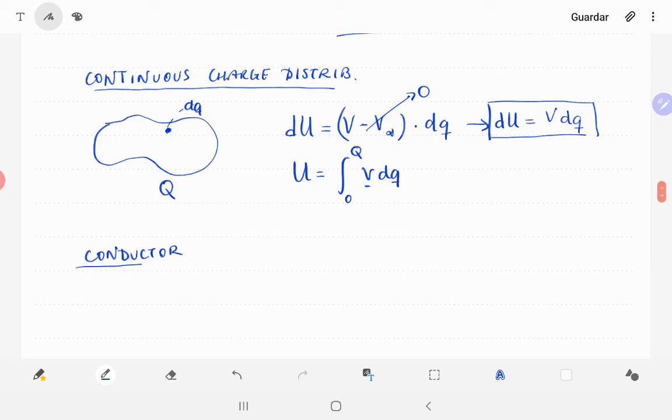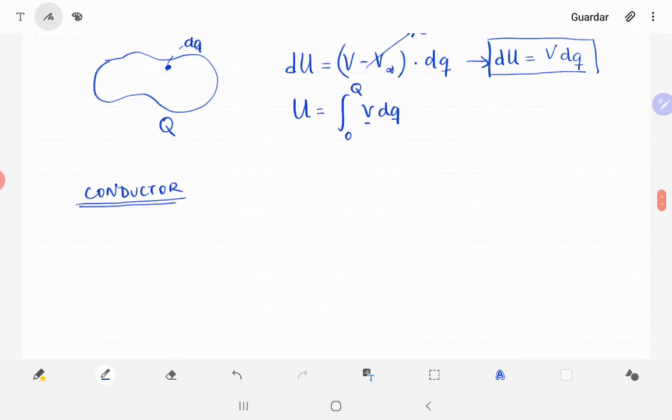So a conductor is a body, a continuous charge distribution, okay, but that has a special characteristic because it has free charges to move around it. So if you remember, we came to the conclusion in the last video that the potential for a conductor is going to be proportional to the amount of charge it has, okay? And this proportionality depends on the geometry, okay? So for a conductor, imagine this is a conductor.